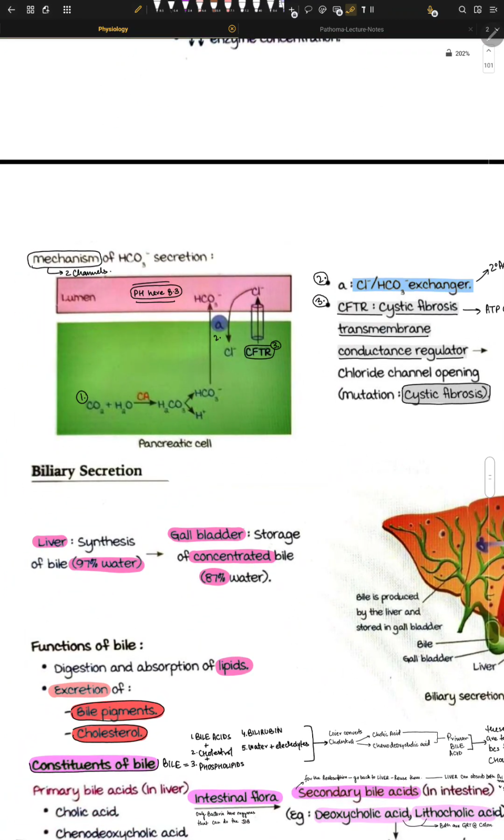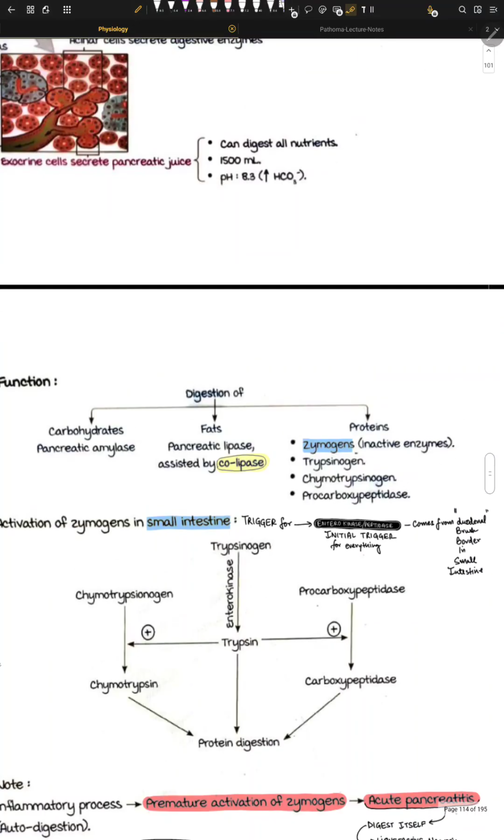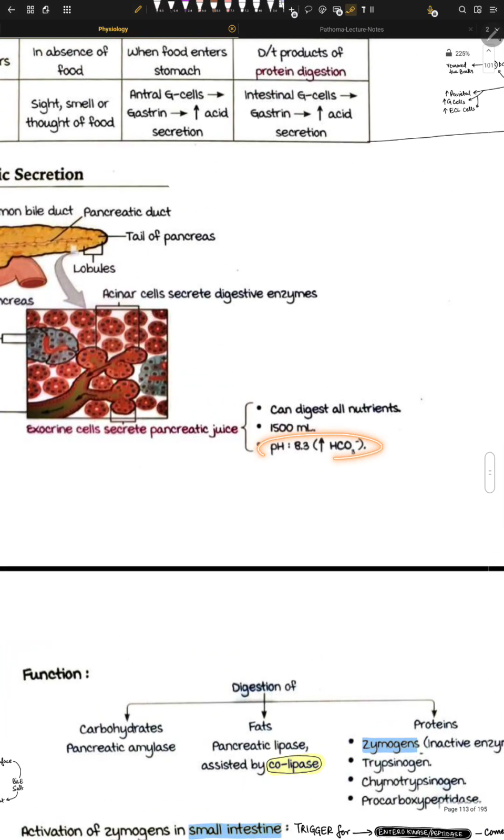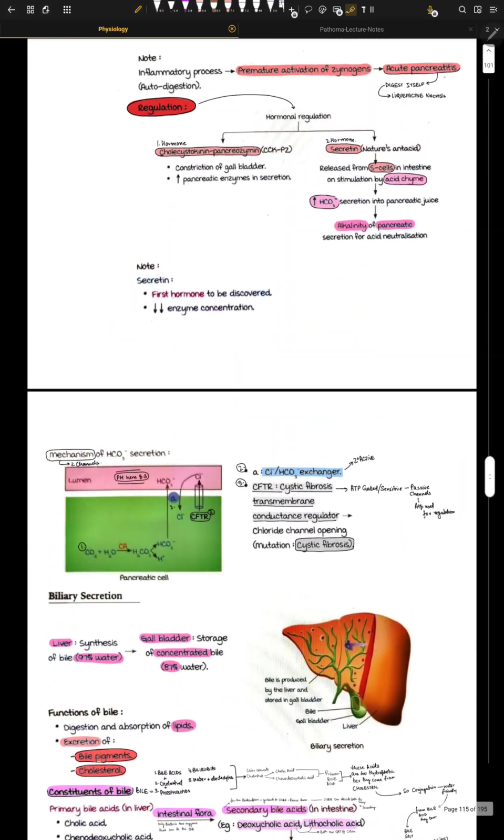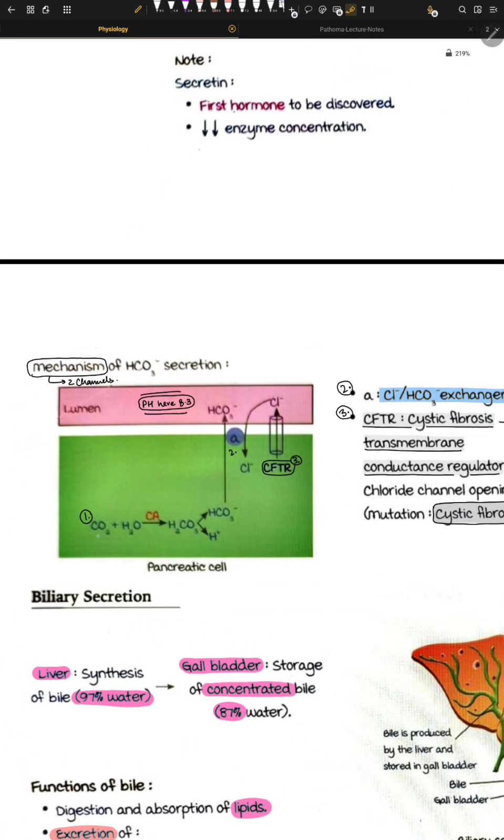Let's talk about the mechanism of bicarb. How bicarb is produced inside the lumen. Okay, so this is one pancreatic cell. This is the lumen, and the pH here is around 8.3. So why is the pH here 8.3? I told you we have carbon dioxide plus water under the influence of a catalyst called carbonic anhydrase. And we get something called H2CO3. Now this H2CO3 makes one molecule of proton, that is H plus, and another molecule of bicarb, that is base. And this is acid, this is base.